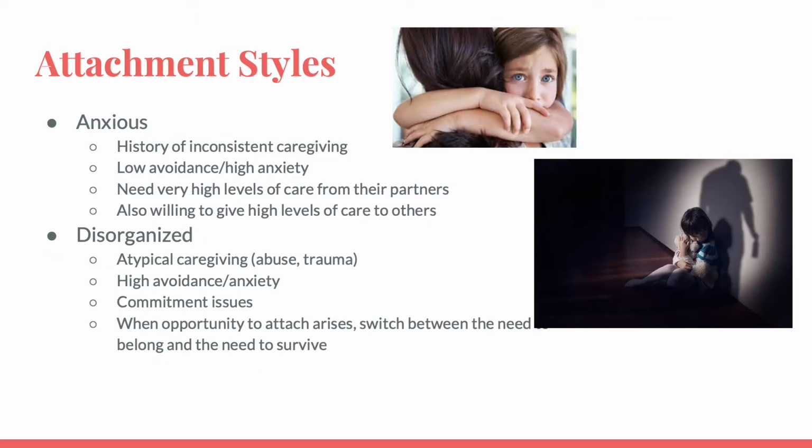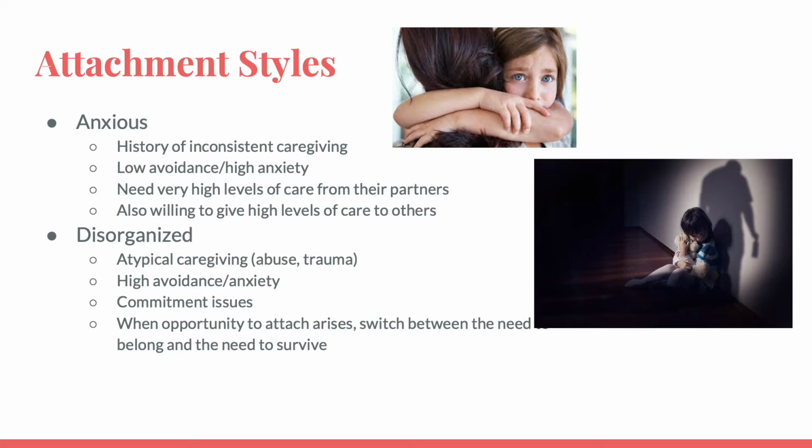Then we go to anxious. So anxious has a history of inconsistent caregiving. So when they're in a relationship, they really need to know that you care and that you're going to do stuff for them. This is low avoidance and high anxiety. So even though they want high levels of care, they're also willing to give high levels of care themselves to others in the partnership. And then lastly, the disorganized attachment style, which was developed later, shows atypical caregiving from individuals.